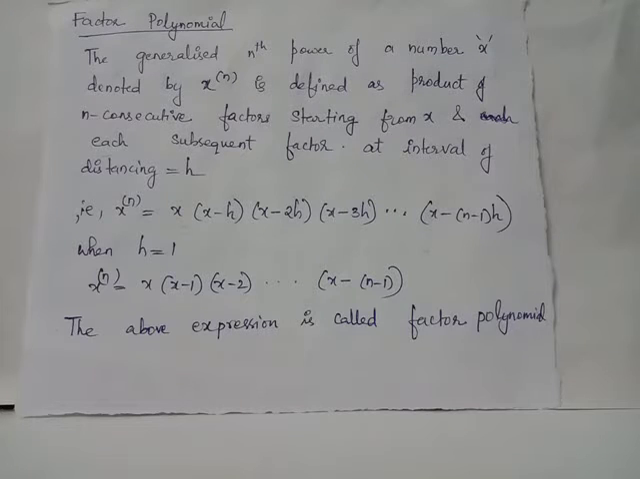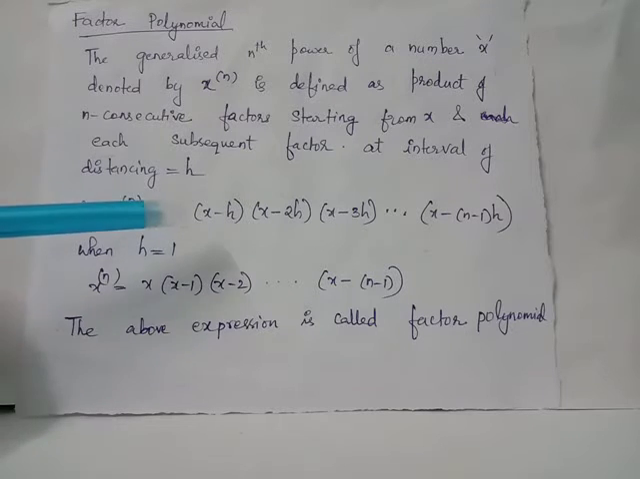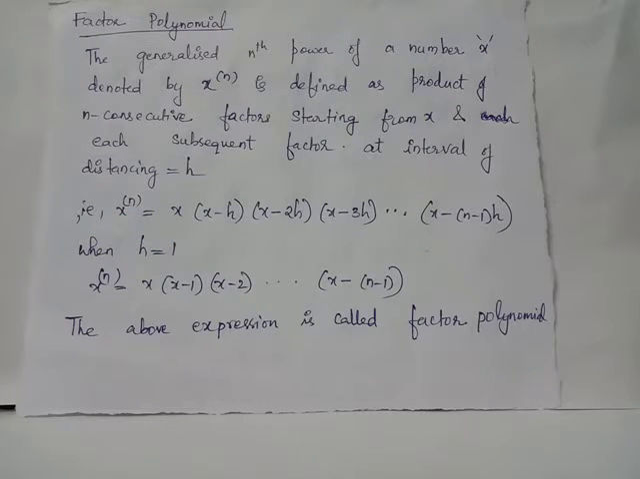Factor polynomial or factorial polynomial is represented using the notation x raised to n, with the power n written inside brackets. X raised to n denotes the product of n consecutive factors starting from x, and the following factors are subsequent factors at an interval of distance h. That is, x raised to n equals x into x minus h into x minus 2h into x minus 3h into etc. x minus n minus 1 times h. Here we are evaluating the product of consecutive factors, and in total there are n factors.